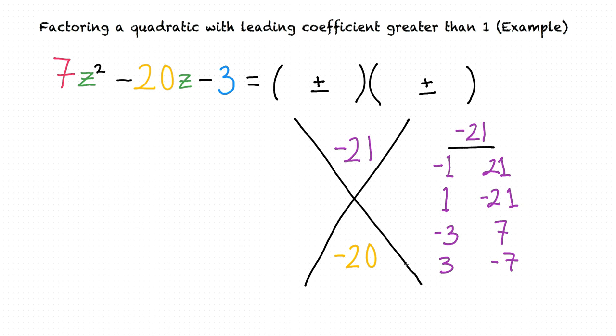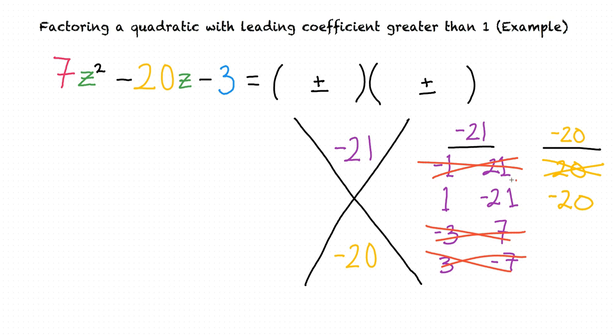So now we want to see, do any of these add up to negative 20? Because remember, we want the two numbers that we're going to find to multiply to negative 21 and add to negative 20. These first two numbers, negative 1 plus 21, would add up to positive 20. So that's not the right answer. These two, 1 and negative 21, would add up to negative 20. So that is a good answer. The rest of these are definitely not going to add up to negative 20. So the two numbers we're looking for are 1 and negative 21. So we can go ahead and write those in our X to keep our work organized.